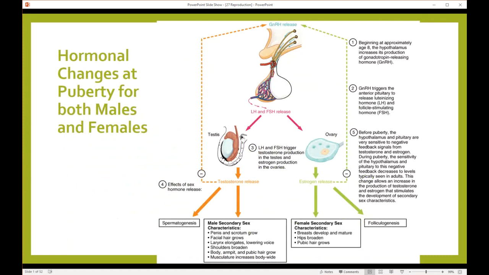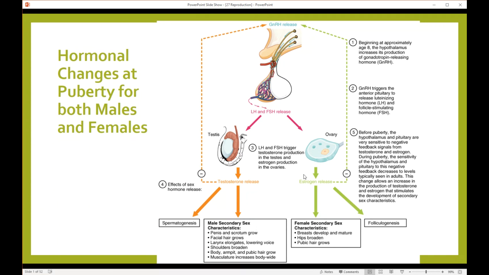So this is showing you those hormonal changes that happen for both females and males. This side is going to be females, this side is going to be males. Okay? So remember that we have that gonadotropin releasing hormone. At about the age of 8, the hypothalamus is going to increase its production of the gonadotropin releasing hormone, or GnRH. Okay? That's going to trigger the anterior pituitary to release luteinizing hormone and follicle stimulating hormone. Then the luteinizing hormone and the follicle stimulating hormone are going to trigger testosterone production over here in the testes and estrogen production over in the ovaries.